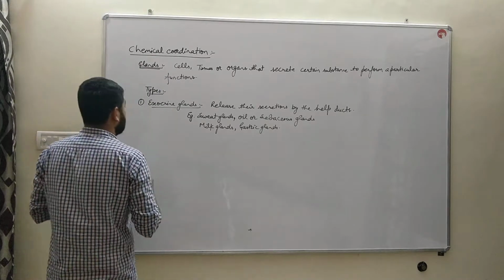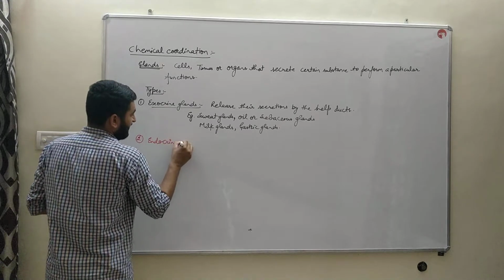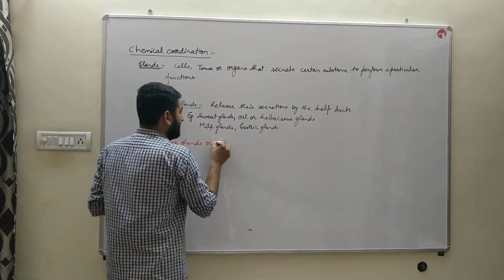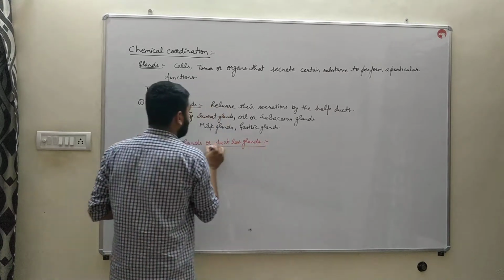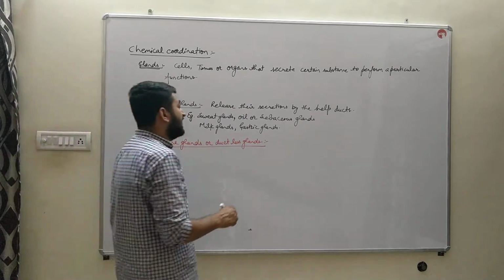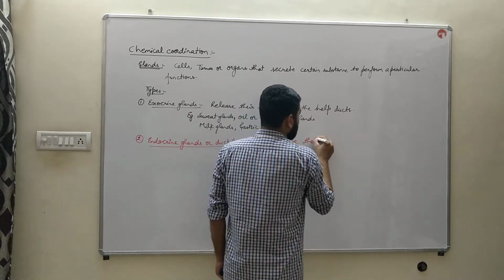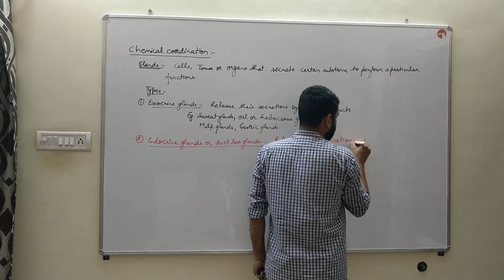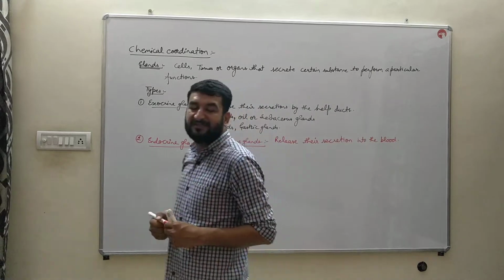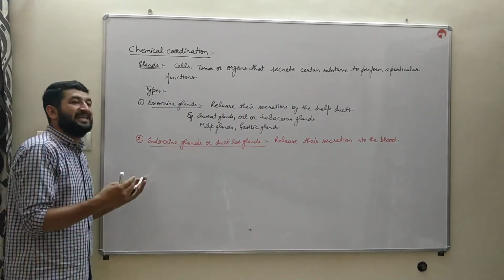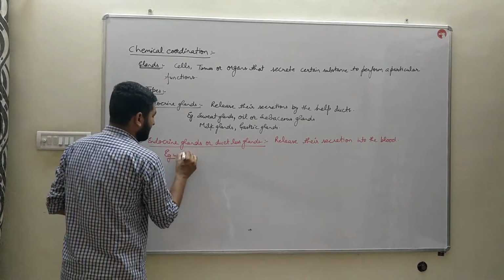The second type of glands which we have to discuss are endocrine glands. These glands are also known as ductless glands, the glands which do not possess ducts. The glands which secrete their secretion directly into the blood, and through blood, through the circulatory system, those secretions will reach their target site and work accordingly. The examples of endocrine glands, we'll discuss in detail as well.